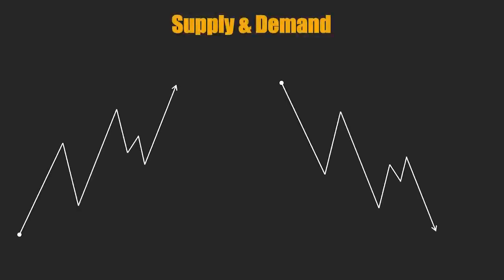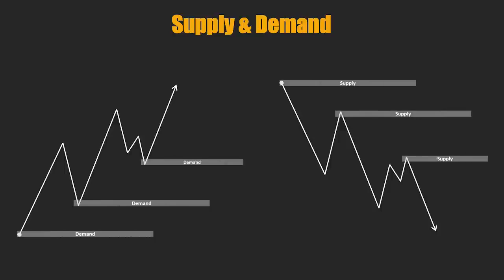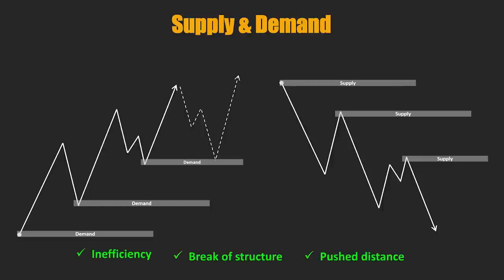Supply and demand are zones on the chart where traders have entered the market, causing the price to move away sharply from that level. Normally, we mark the beginning of this sharp move as the demand and supply areas, and we expect the price to reject this zone when it revisits it, because of the behavior of market participants. However, there are several key factors to consider when identifying valid supply and demand areas for trading: inefficiency, break of structure, and the push distance. Each of these concepts serves as a critical clue to help confirm the strength and reliability of the zone.